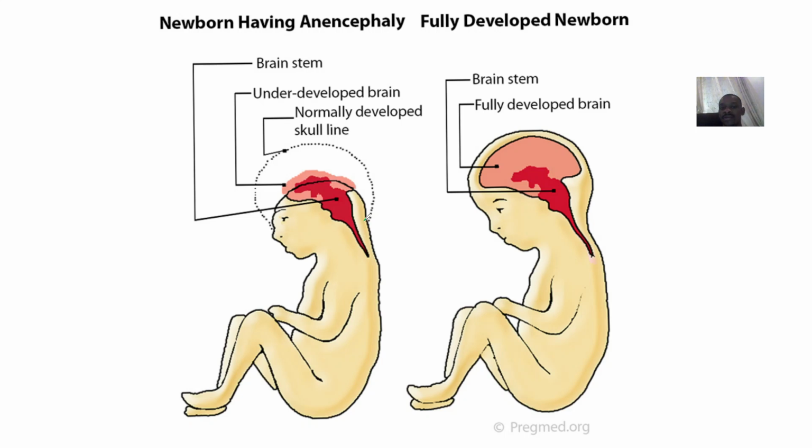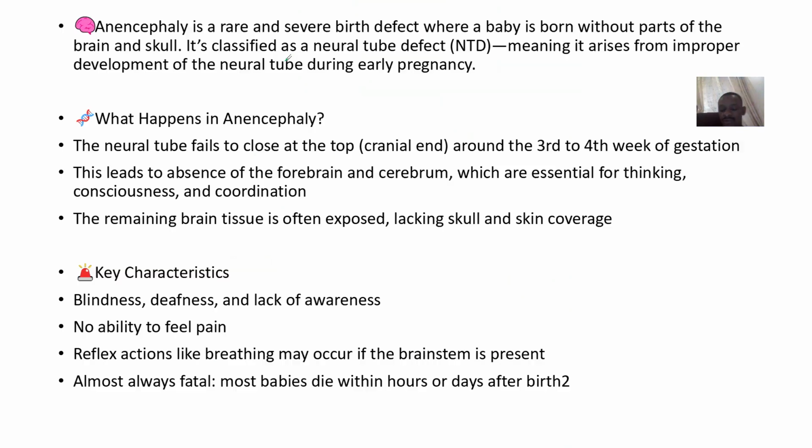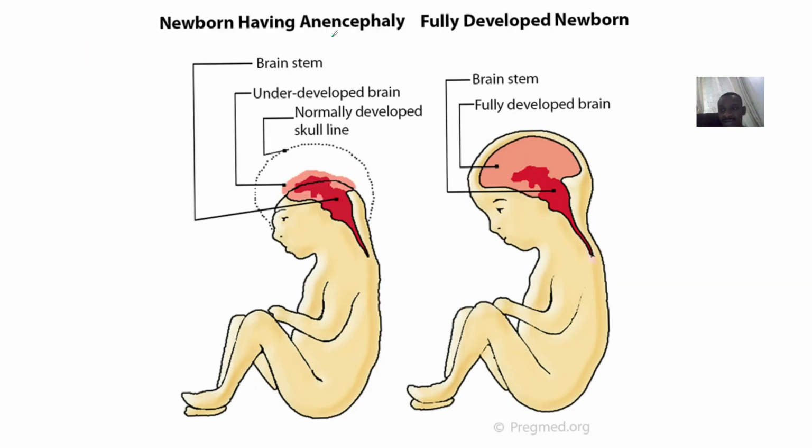Somebody's skull line is supposed to be like this, but the person's skull line is very small. Can you see this baby's head was supposed to be as big as this? Do you understand? But the head is very small. So it's a severe birth defect. We call it severe because how can somebody like this survive properly?